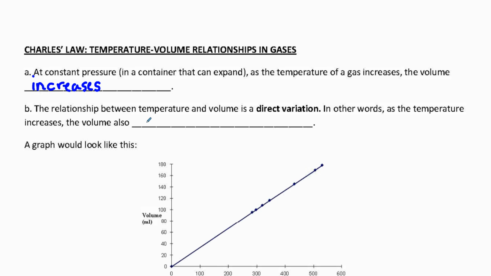The relationship between temperature and volume is what we call a direct relationship. Our last relationship was inversely proportional. In Boyle's law, when volume increases, pressure decreases, and vice versa. Whereas a direct relationship means that when one increases, the other one also increases, and vice versa. When one decreases, the other decreases. So direct, they do the same thing. Inverse, they do opposite things. In other words, as the temperature increases, the volume also will increase proportionately.